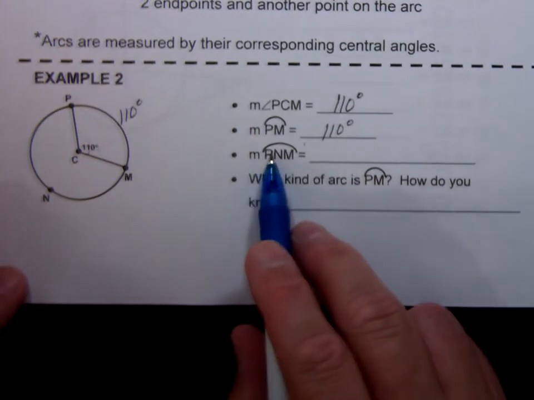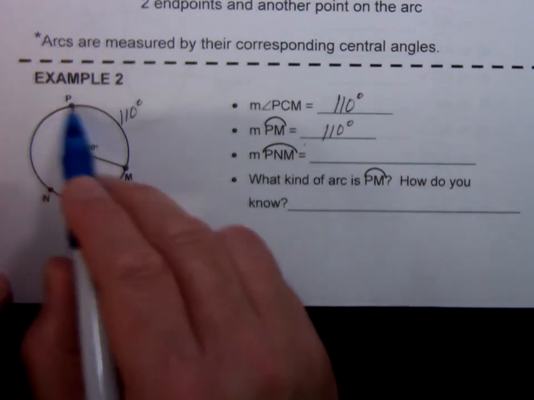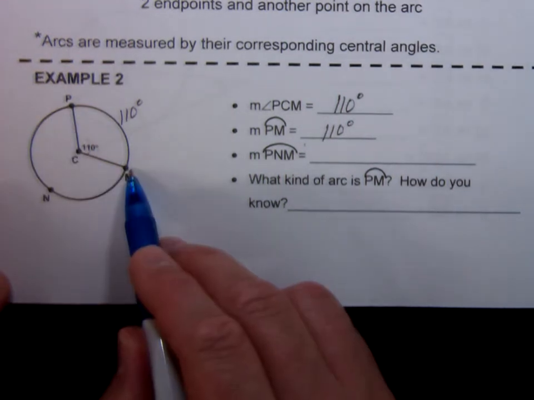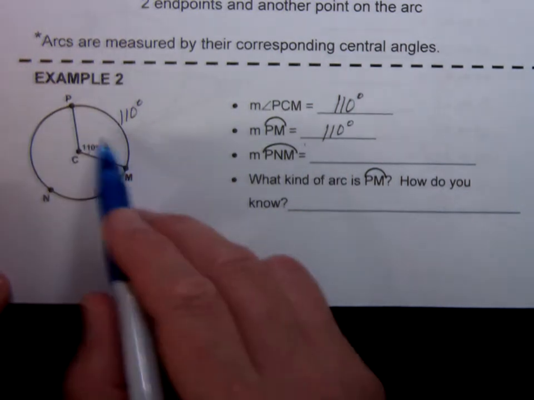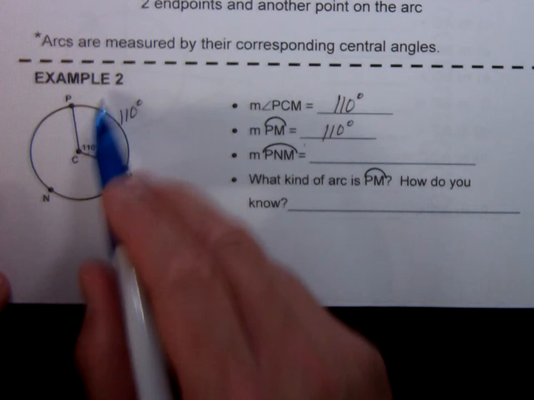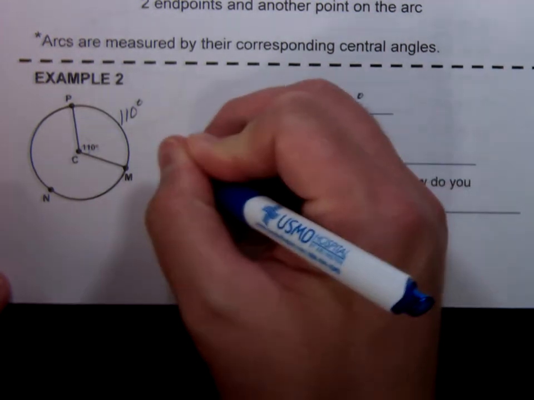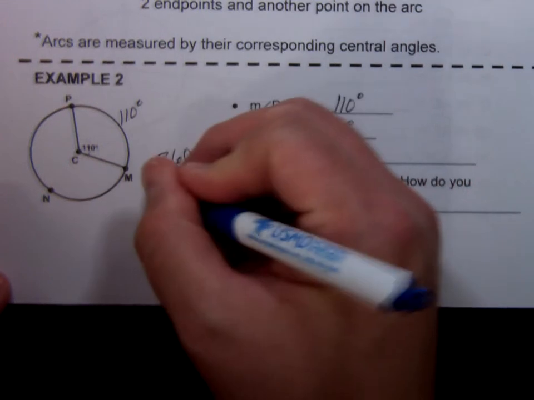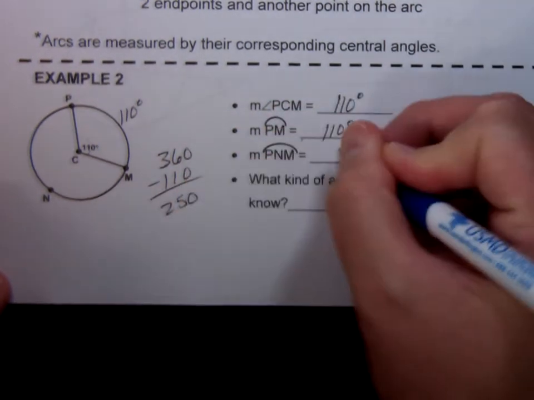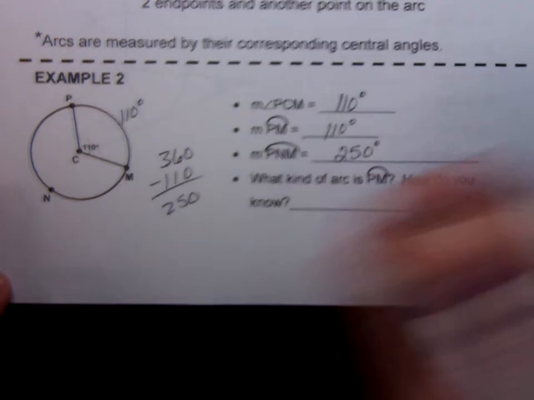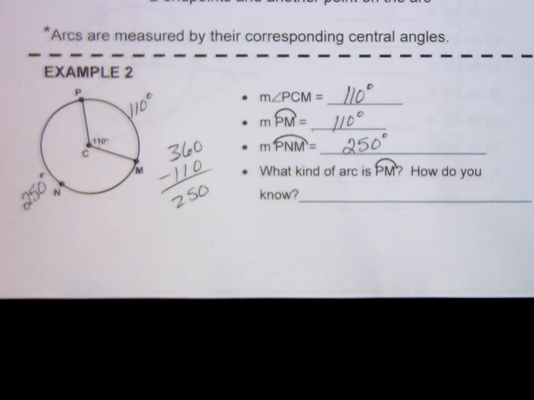Alright, the measure of arc PNM, it's this direction, and that is a major arc. It's going to be greater than 180. Well, this entire circle is 360, and it's being split into 2 parts. Those 2 parts should add up to 360. And so if I have 110 for one part, I can subtract and find out the measure of the other. So I know that arc PNM is 250 degrees.